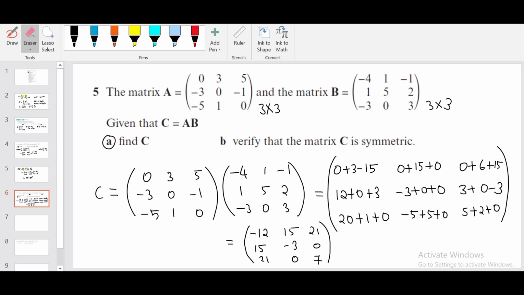It's the same method. The only condition for multiplication is that the number of columns in the first matrix should be equal to the number of rows in the second matrix. Then only you can multiply.